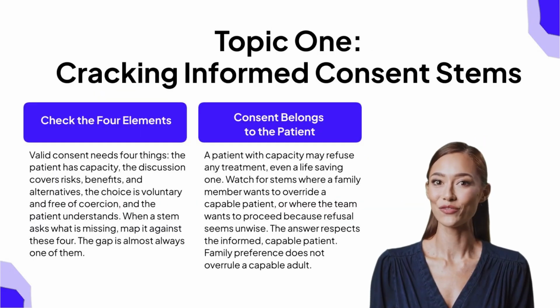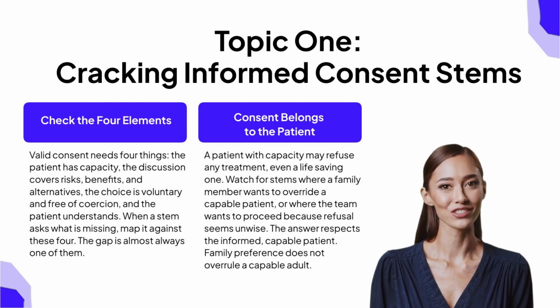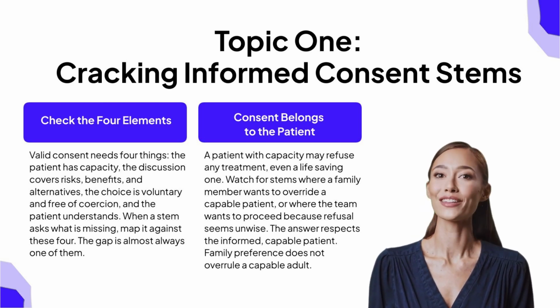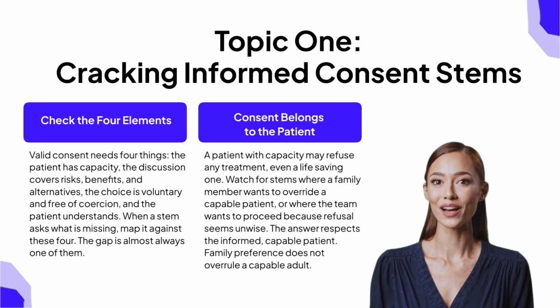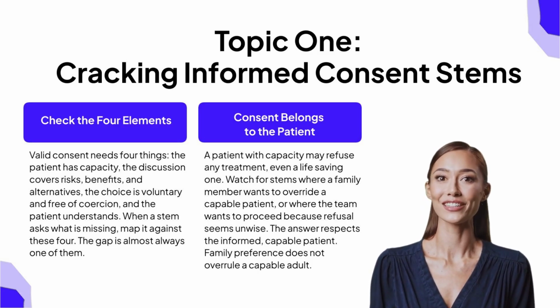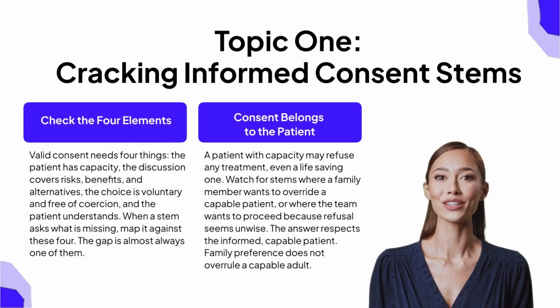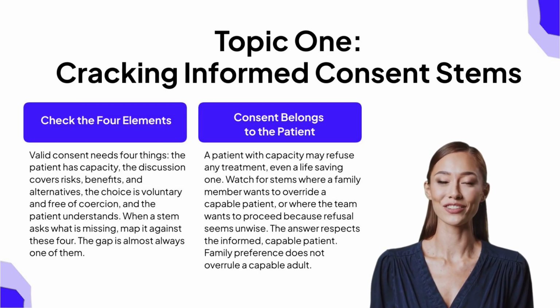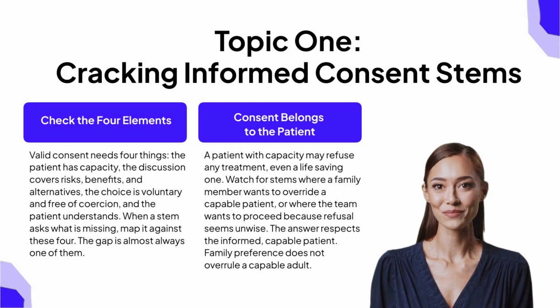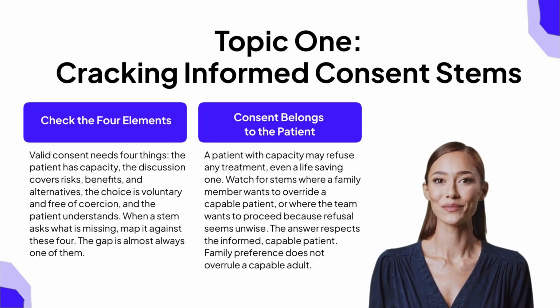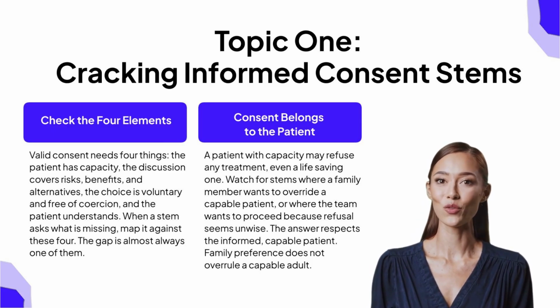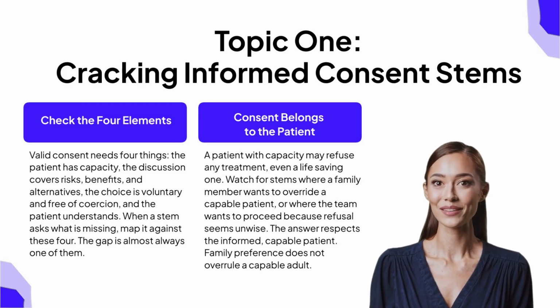Our first topic is informed consent, and the key is to have a mental checklist ready before you even read the answers. Valid consent requires 4 elements. The patient must have capacity. The discussion must cover the risks, the benefits, and the reasonable alternatives, including the option of doing nothing. The decision must be voluntary and free from coercion, and the patient must actually understand what was explained. When a stem asks what is missing or what you should do next, hold the scenario against those 4 elements and find the gap.